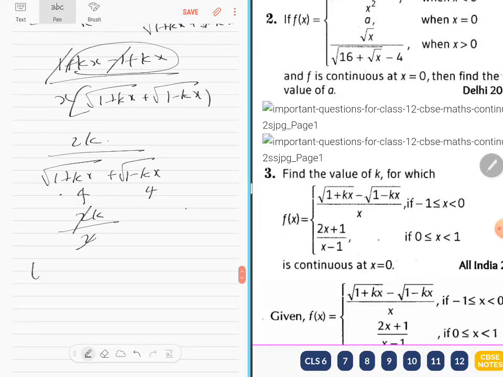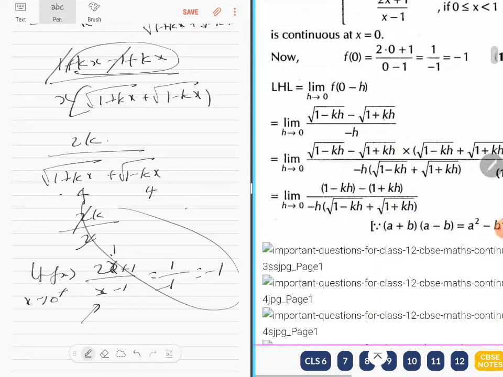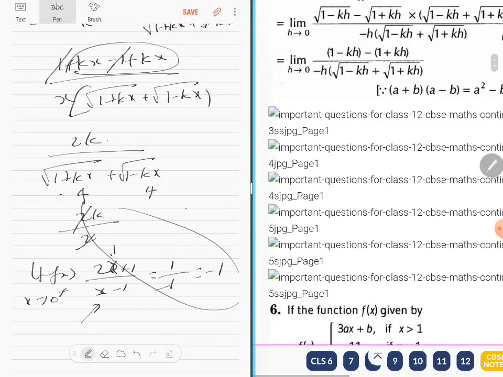Let's resolve the right limit. Limit of f of x, x tends to 0 from the right. The formula is 2x plus 1 by x minus 1. If you substitute x as 0, the denominator is not becoming 0, so I don't have to do anything here. You can directly substitute x equals 0. This will become 1, this will become minus 1. So the answer is minus 1, so k is equal to minus 1. Is my answer right? You can scroll down and check.